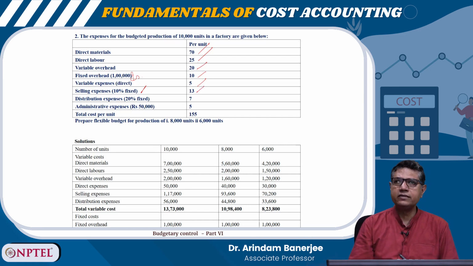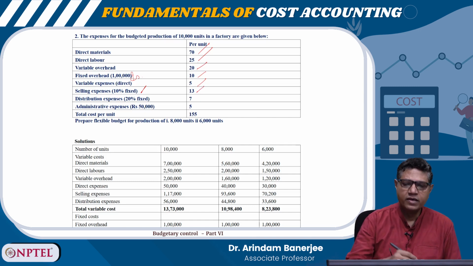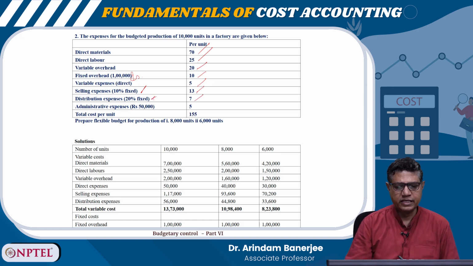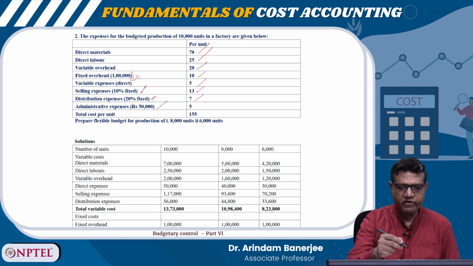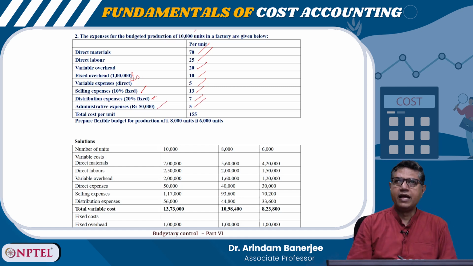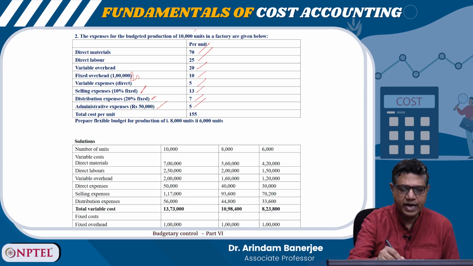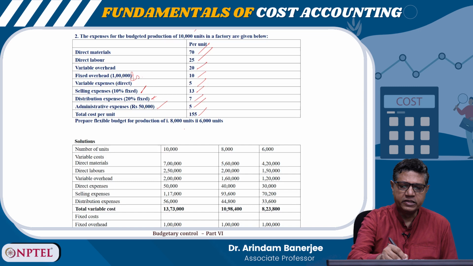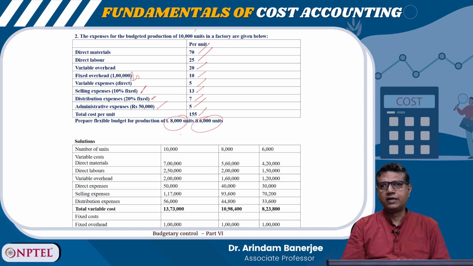Distribution expense, again semi-variable, 20% fixed, it is 7 per unit. Administrative expense is fixed, 50,000. So, 50,000 divided by 10,000 comes to 5, and if you add all these costs, you get the total cost per unit, that is 155. So, the question is, we need to prepare a flexible budget for 8,000 units and 6,000 units. So, this is what we need to do.